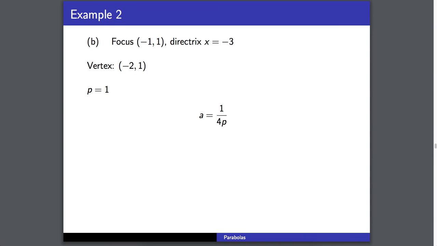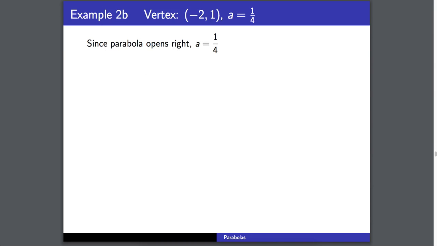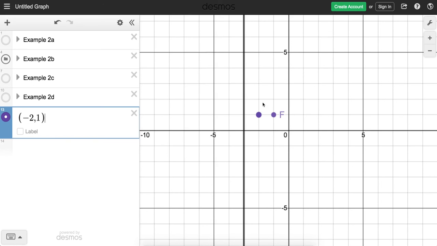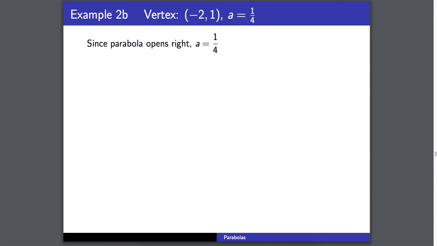So if p is 1, to get our value of a, it's 1 over 4 times p. Plugging in p as 1, we get a is 1/4. And since our parabola is opening to the right, a is positive 1/4. Now, if we goofed up and made it negative, what we would notice is that our parabola opens this way, which can't be right. So we could try it out with the positive 1/4 and have the right answer. So in this case, we have x equals 1/4 times (y minus 1) squared minus 2. And we can check that by graphing it, but I'm going to skip over that in the interest of time.